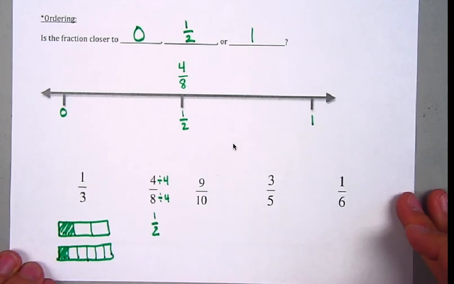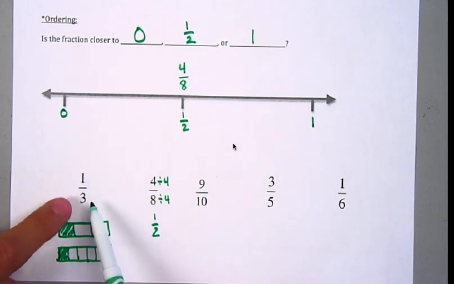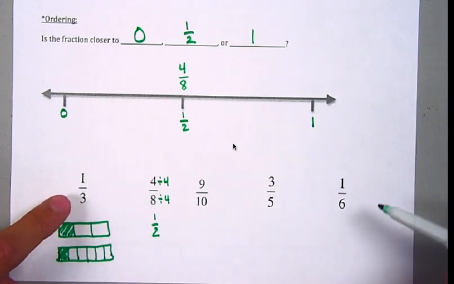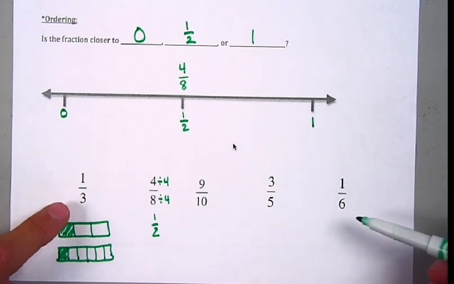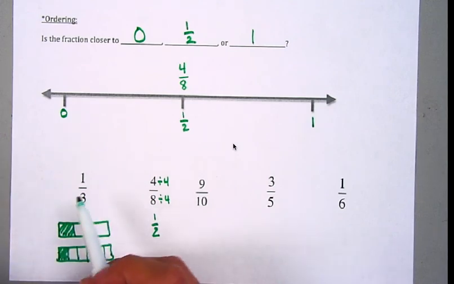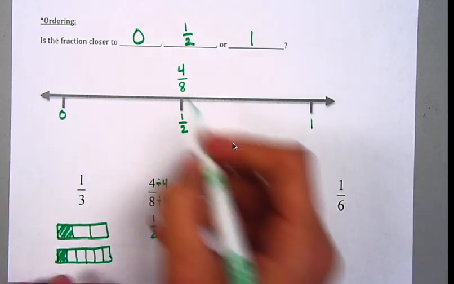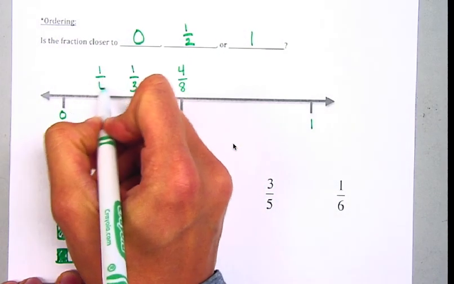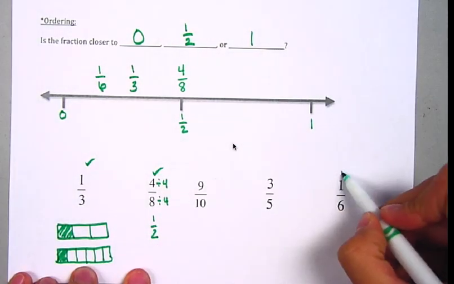I can also think if I had a candy bar and I was sharing it with 3 people, I would get 1/3 of the candy bar. If I had a same size candy bar and was sharing it with 6 people, I would get 1/6 of the candy bar. And I know that if I'm sharing with less people, I'm going to get a bigger piece of the candy bar. So that lets me know that 1/3 is definitely bigger than 1/6. So I can put 1/3 here. I know 1/6 is less. So these 3 are done.